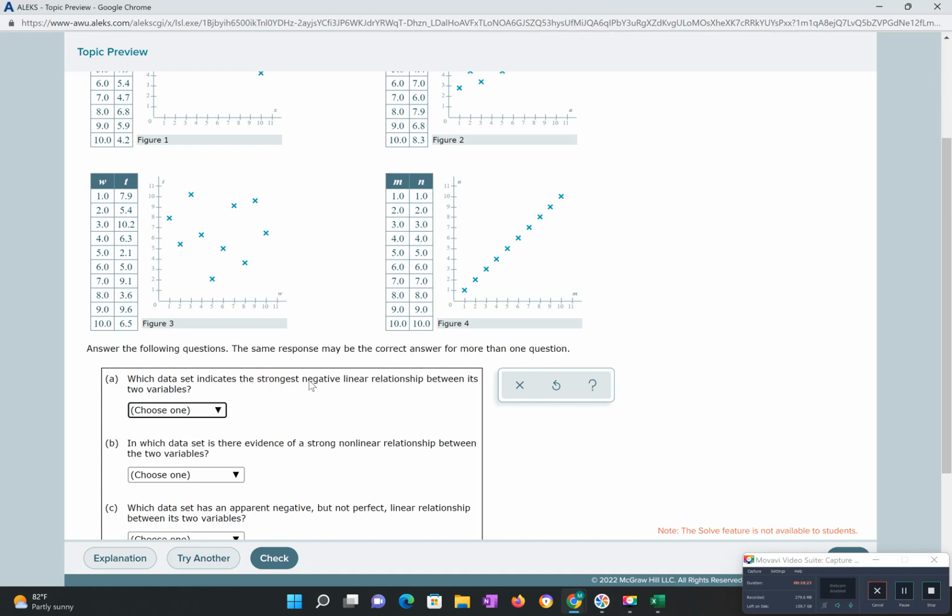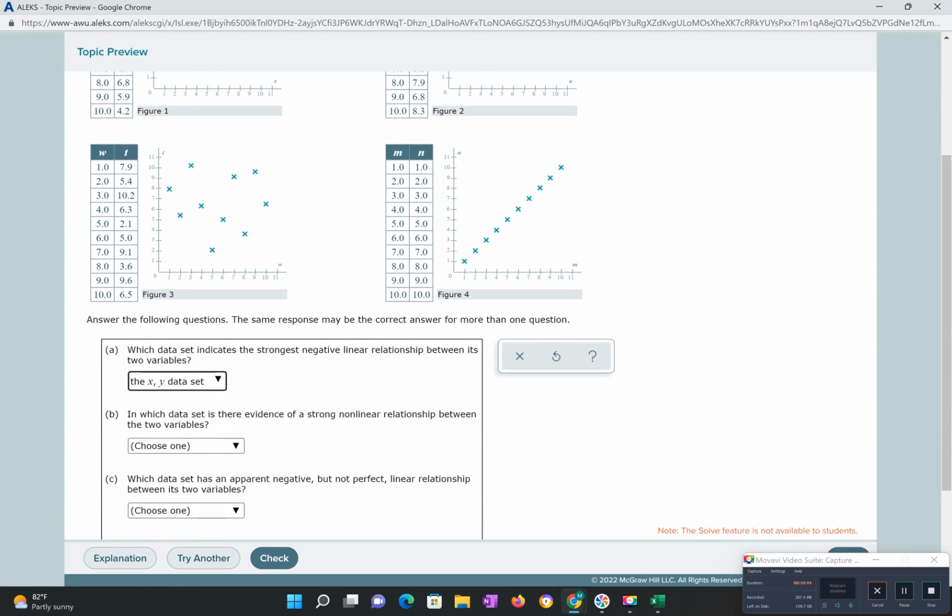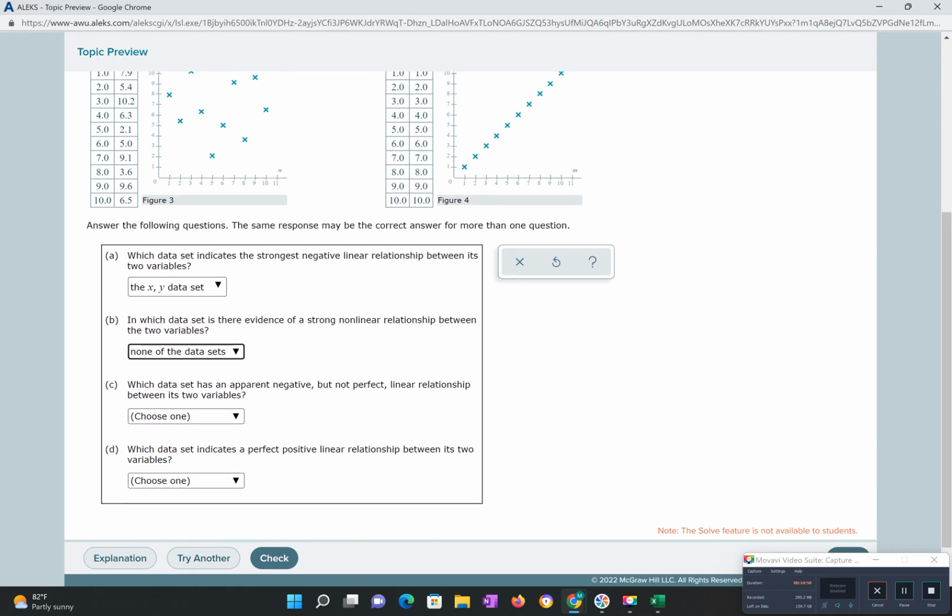Which data set includes the strongest negative linear relationship between two variables, XY? In which data set is there evidence of a strong nonlinear relationship between two variables? I don't see anything that's nonlinear, none of the data sets. Which data set has an apparent negative but not perfect? Again, XY. Looks like that's repeated.